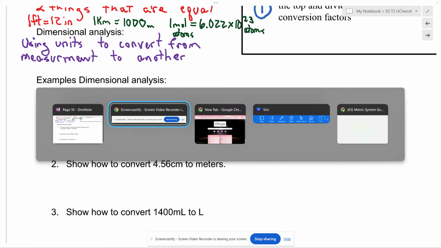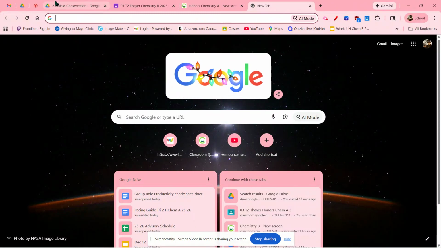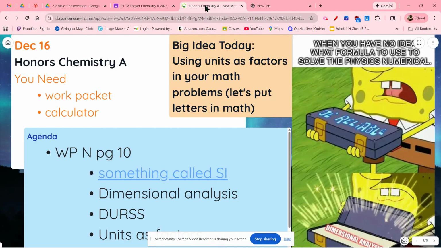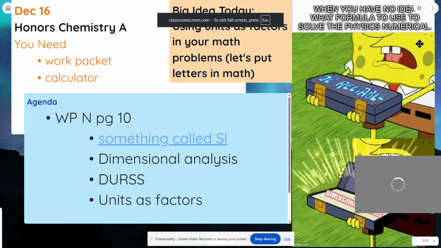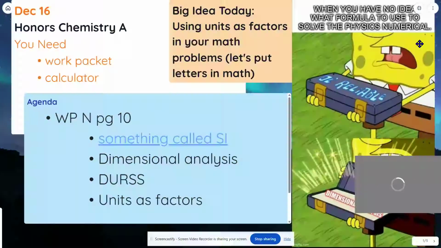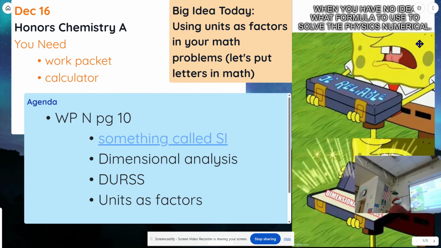I'm going to go back to the very beginning slide for this morning, if I can find it, because this is a common technique in physics classes. The common technique is illustrated by SpongeBob here, old reliable. Old reliable is dimensional analysis.